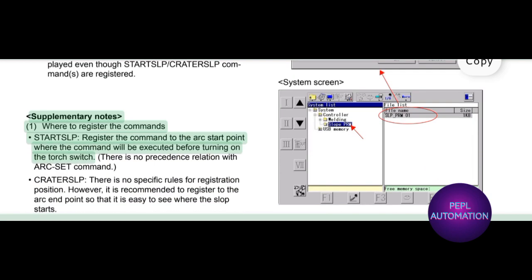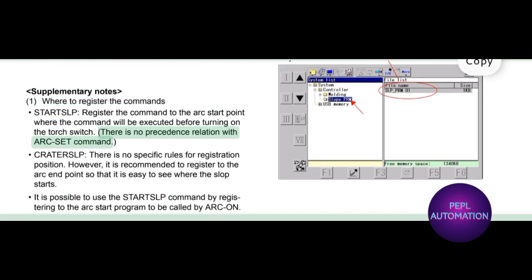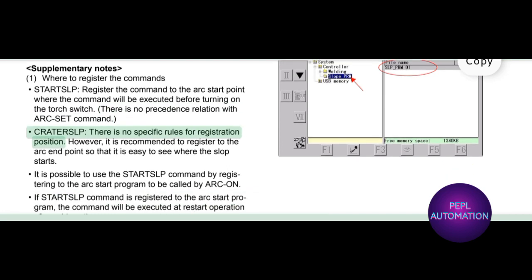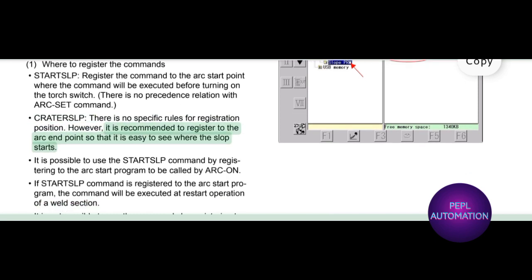Supplementary notes. 1. Where to register the commands. STARTSLP: register the command to the arc start point where the command will be executed before turning on the torch switch. There is no precedence relation with the arc set command. CRATERSLP: there are no specific rules for registration position. However, it is recommended to register to the arc endpoint so that it is easy to see where the slope starts.